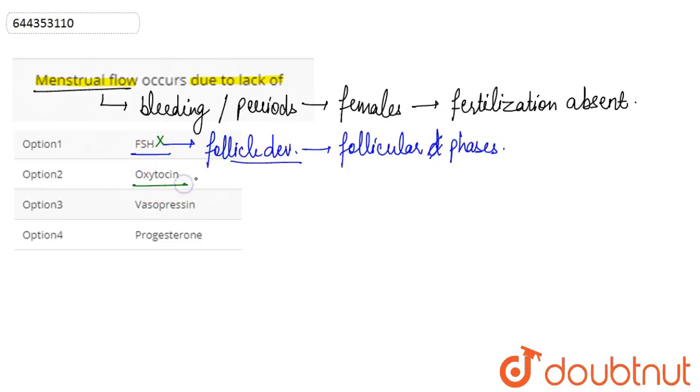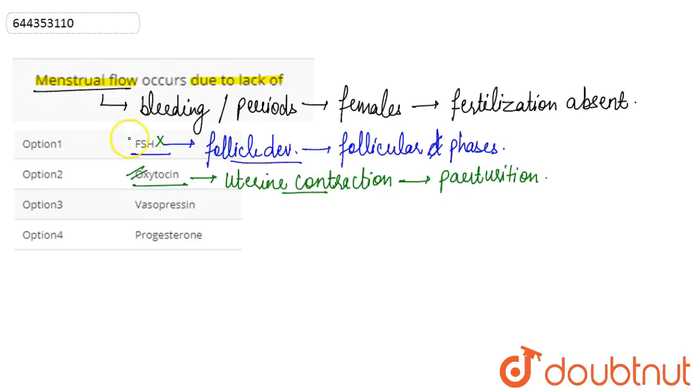Next we have oxytocin. This is the hormone which is produced in the case of uterine contraction at the time of parturition. When the fetus is ready for delivery out of the mother's womb, the uterine muscles contract, and this is the hormone which is secreted, which contracts the uterine muscles more and more, so that the fetus can be ejected out from the mother's womb. So this is also wrong.